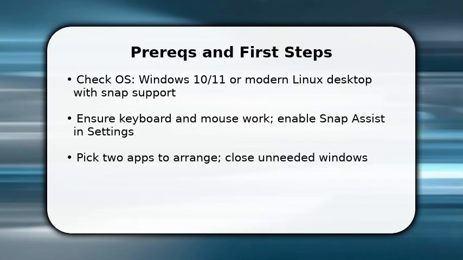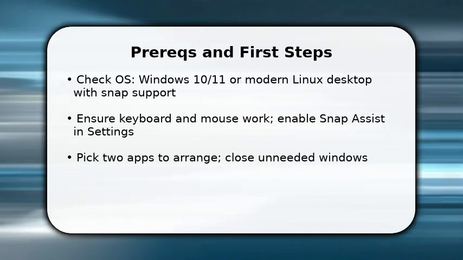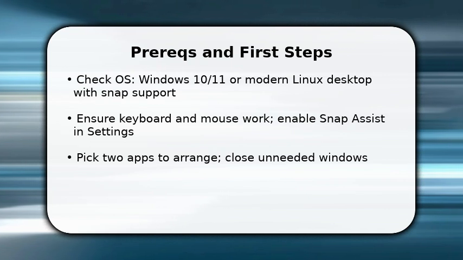You start by confirming prerequisites, Windows 10/11 or a desktop that supports snapping. Once confirmed, enable Snap Assist in settings so the OS will offer suggestions. Next, pick two apps you want side by side and close distractions.